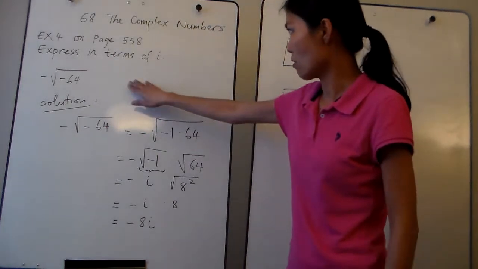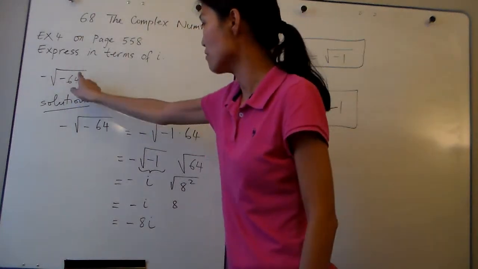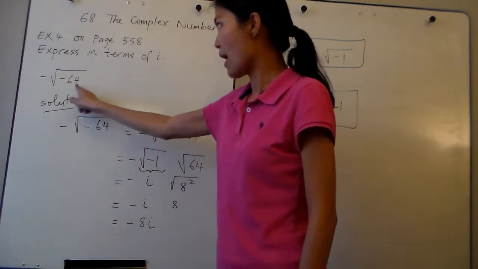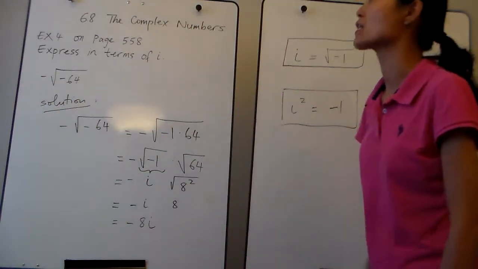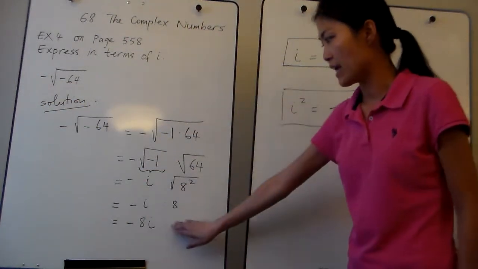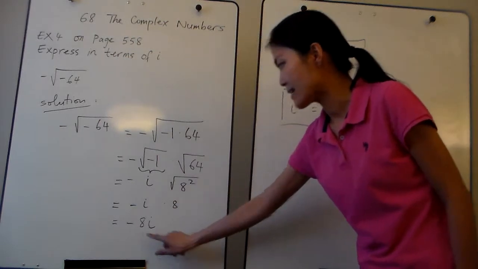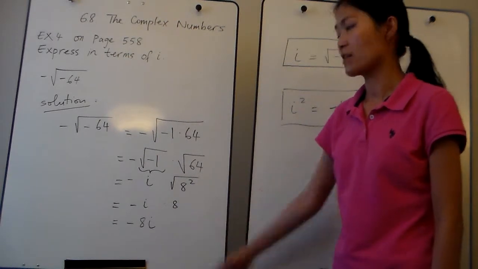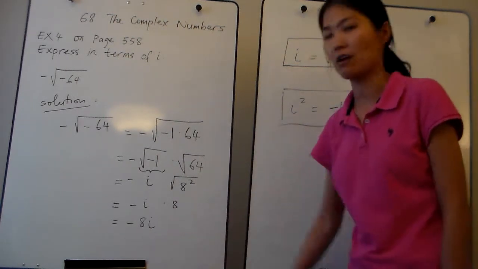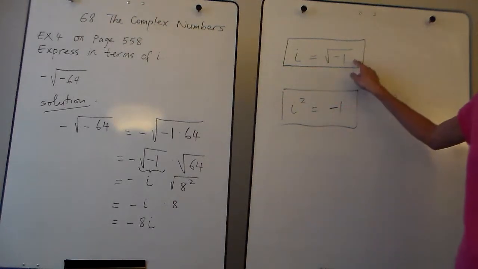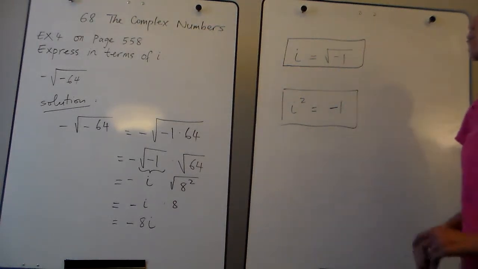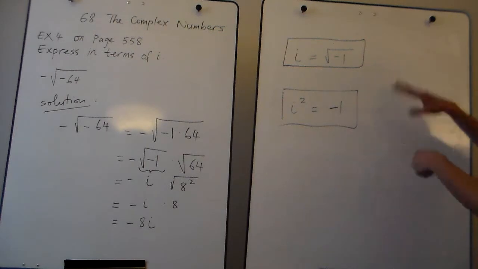So example 4, the answer after you take the square root of negative 64 and multiply by the negative in front, simplify, you get the answer negative 8i. And this is a complex number because it involves the letter i. And i stands for the radical of negative 1. And these two formulas are very important. Make sure you know them.